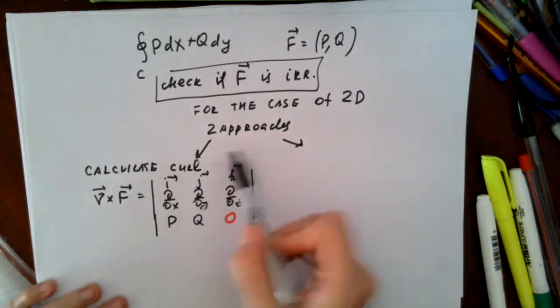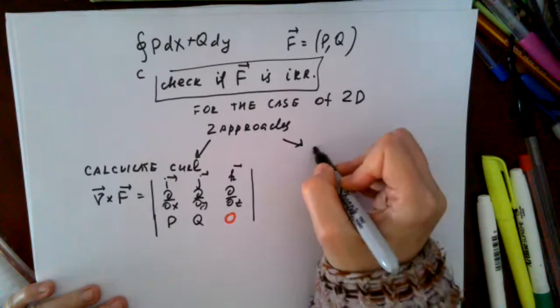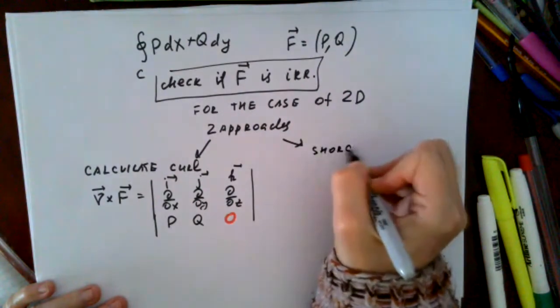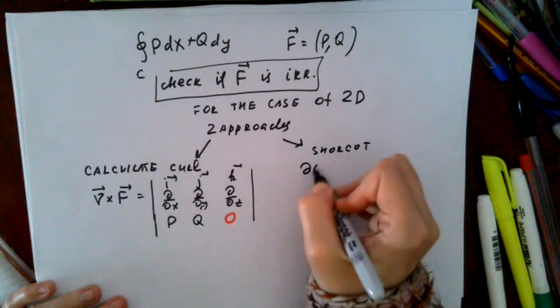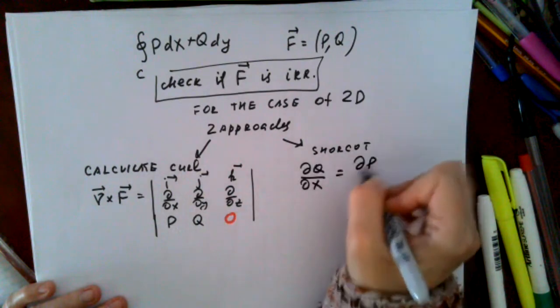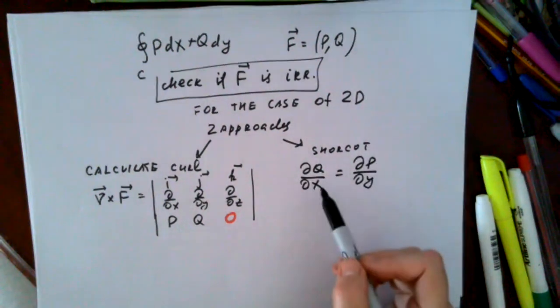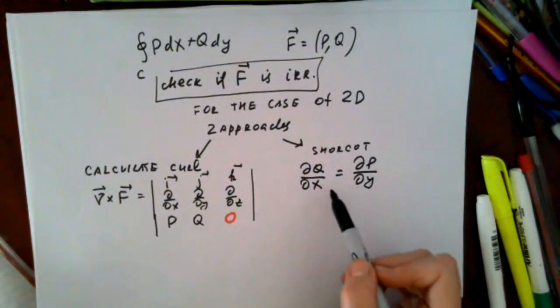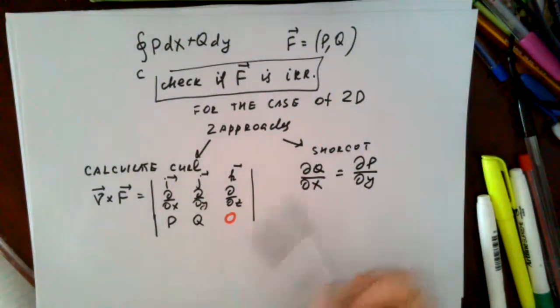But you know what? There was a second approach, like a shortcut. Let's call it shortcut. Instead of calculating this whole 3 by 3 determinant, you can just check this equality: dQ over dx is equal to dP over dy. And if this equality holds, it means your field is irrotational, and you can go further on with your reasoning.